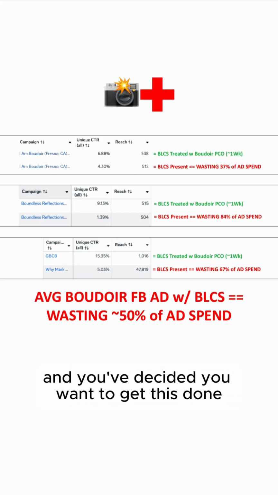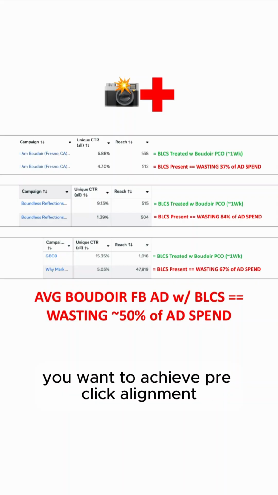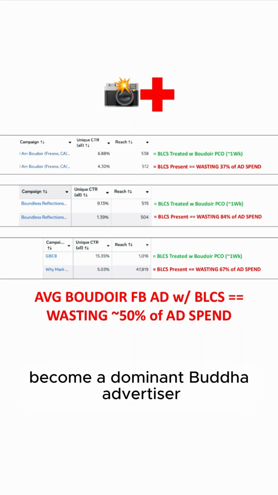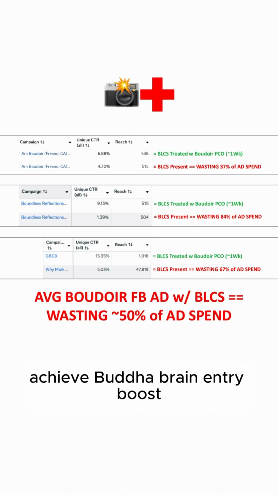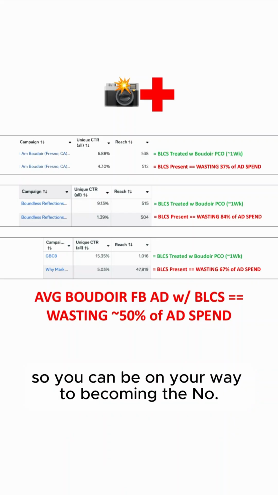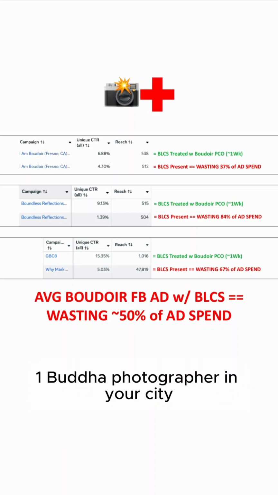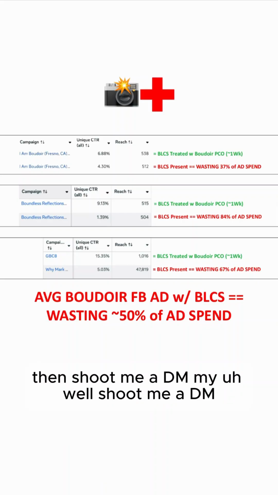And you've decided you want to get this done. You want to achieve pre-click alignment, become a dominant boudoir advertiser, achieve boudoir brand entry boost so you can be on your way to becoming the number one boudoir photographer in your city. Then shoot me a DM.